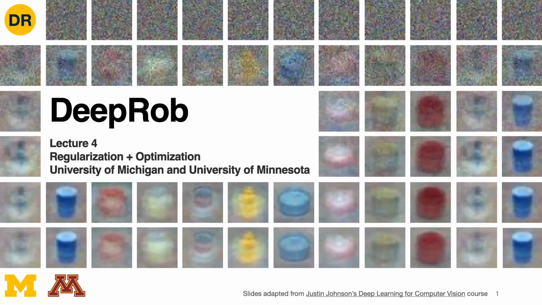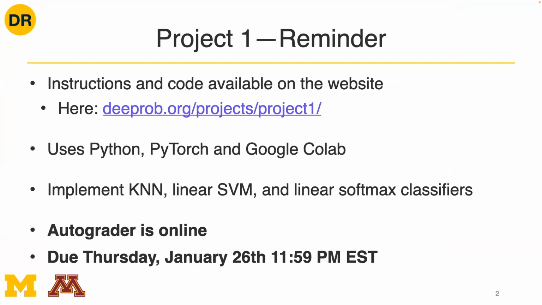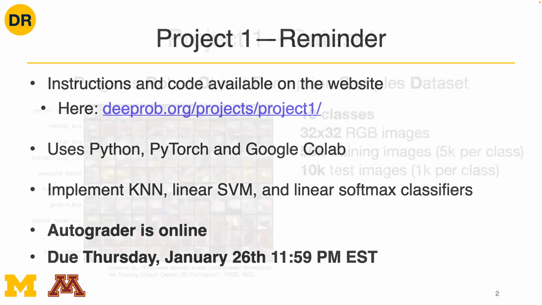Before we get started with the core of today's lecture, just a few administrative updates. First, a Project 1 reminder. Project 1 was released last Friday morning. It's due Thursday, January 26th, so there's still quite a bit of time to work on it, but I definitely suggest getting started sooner rather than later. All the instructions are on the website. The autograder is now online, so everyone should be able to submit to it. If you're having any issues with that, just let me know.